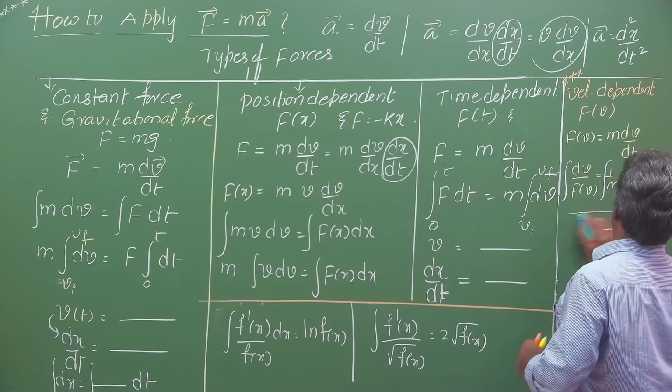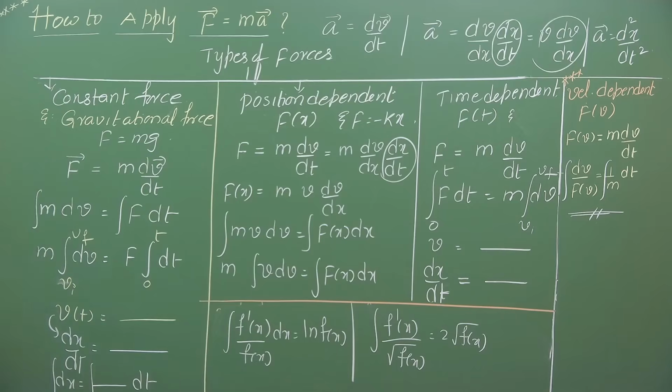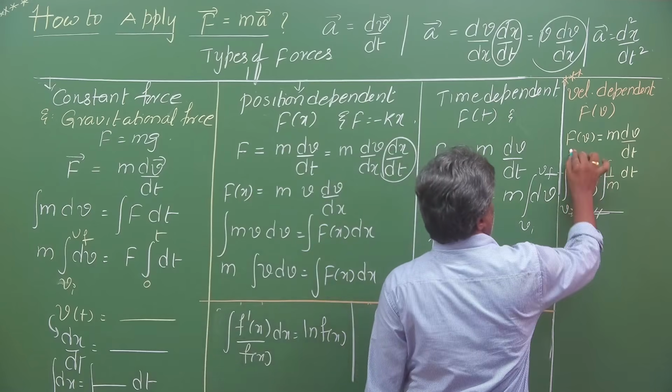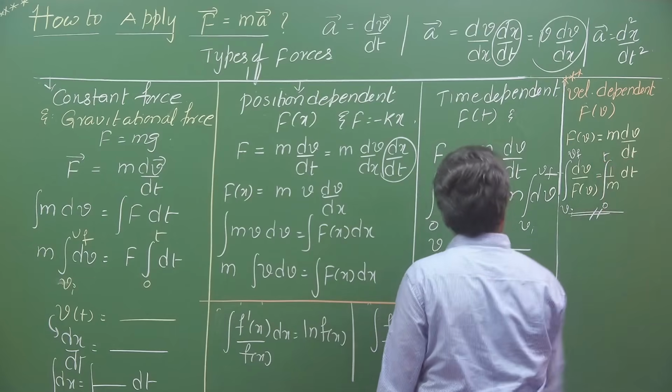So this is very important. Whatever they have given for f of v, we will substitute, that's it, nothing else. And the limits, initial to final, they will mention in the question, and time limits always 0 to t only.